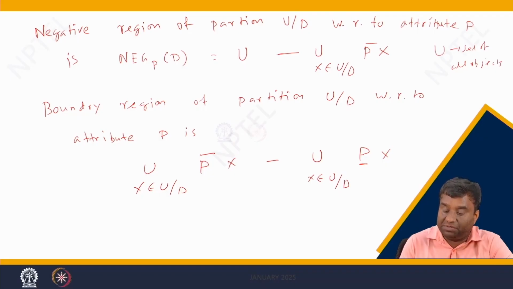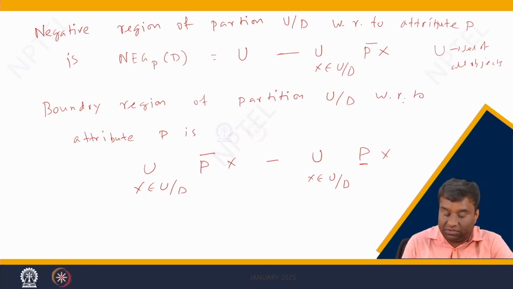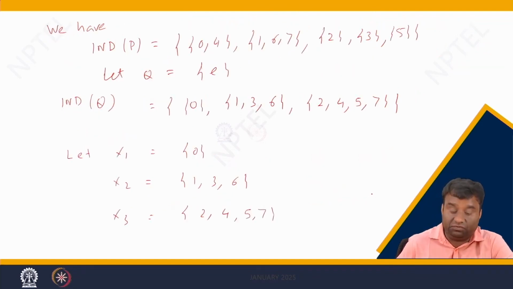So first, to find the upper approximation, take the union. So that is the negative region. And the boundary region of the partition U by D with respect to attribute P is this set minus the positive region. So now let's try to solve one question for that.